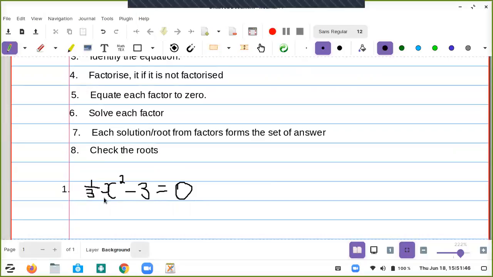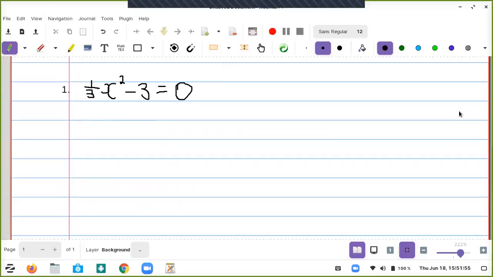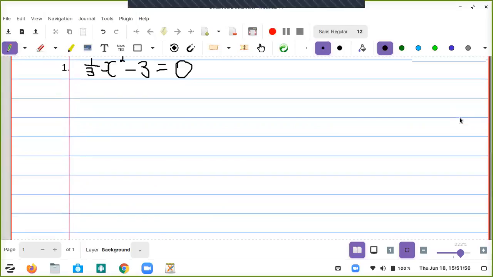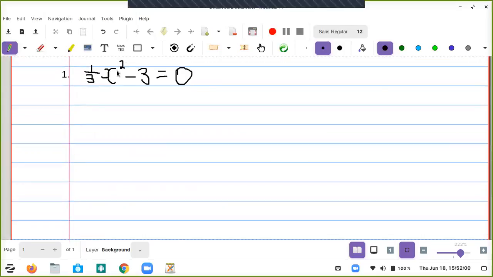Now, starting with the first example here of an equation, it's 1/3 of x squared minus 3 is equal to 0. Now, in this case, it is not factorized. Then again, we are having fractions. So the first thing that I'm going to do is to get rid of fractions. How do I do that? It means I have to multiply by the LCD. What is my LCD there?